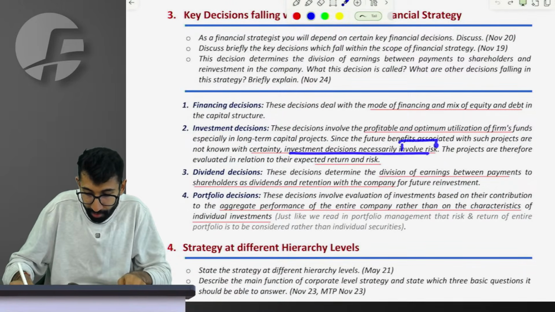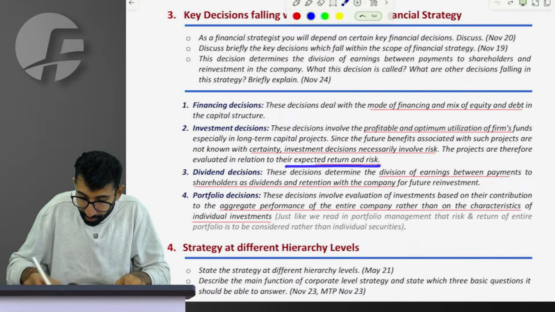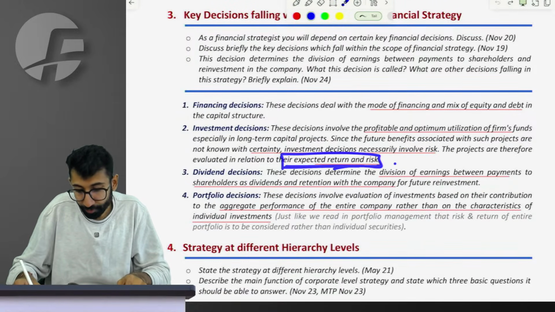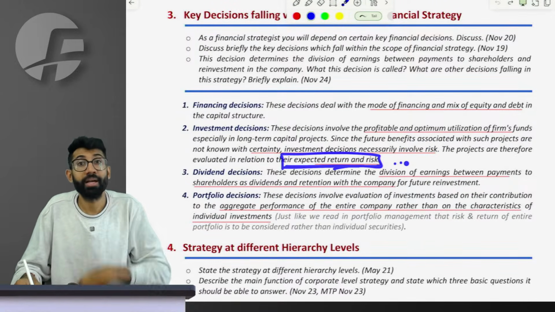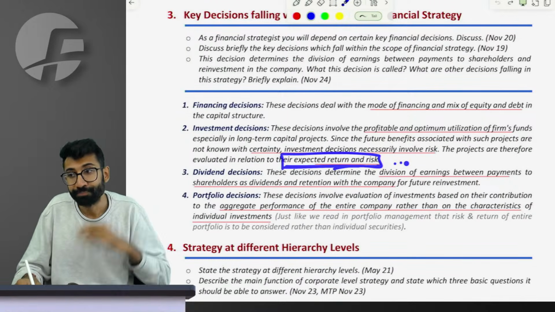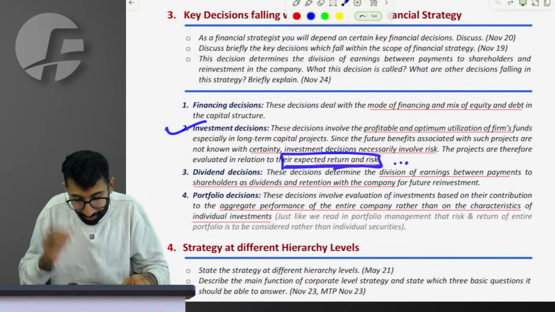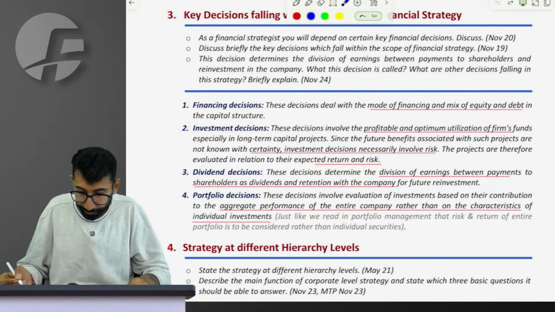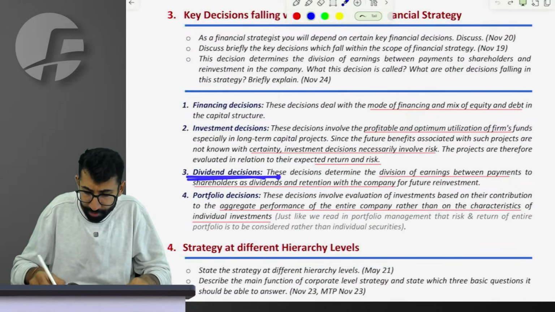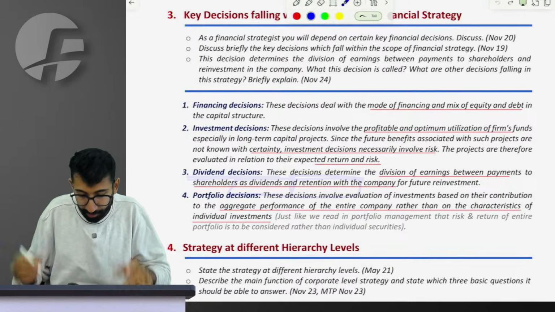Investment decisions necessarily involve risk. Therefore, they are evaluated in terms of risk and return both. Remember calculating coefficient of variation in advanced capital budgeting. Fine, sir. Next is dividend decision. It involves the decision of how much should be distributed as dividend and how much should be retained with the company.